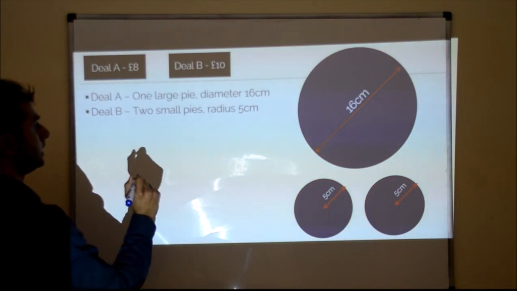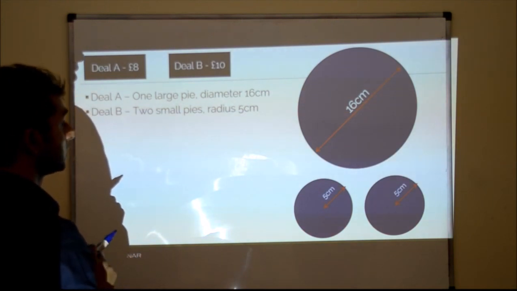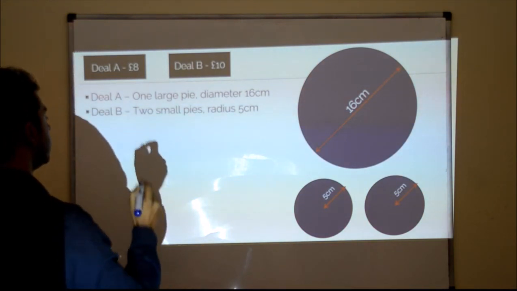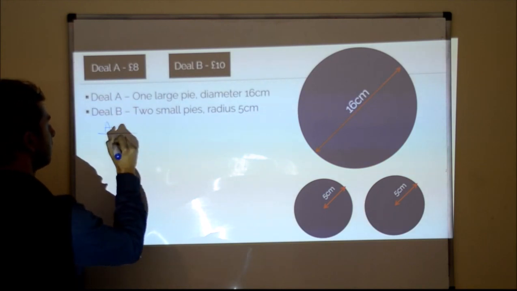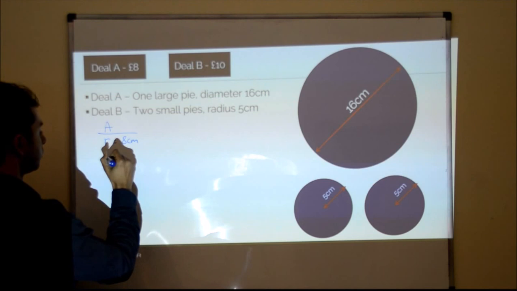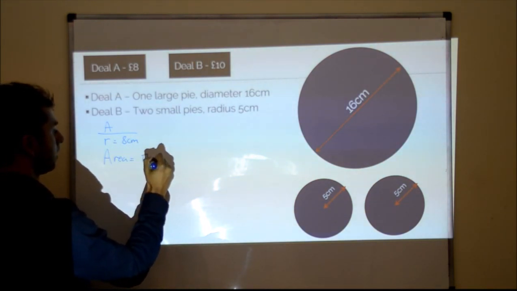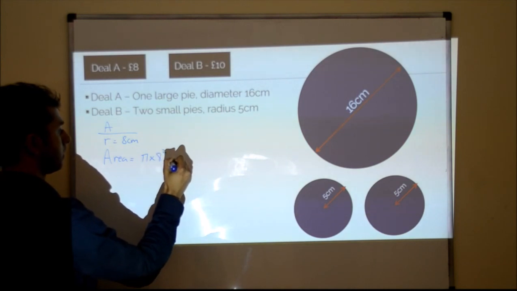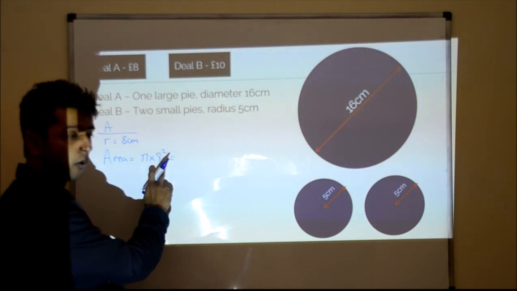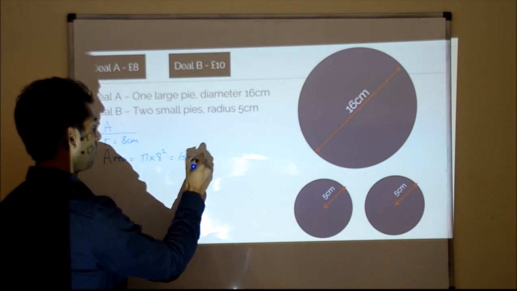If we go with deal A, it is a circle with a radius of half of 16, so the radius is 8. So deal A, radius equals 8 centimeters. Therefore, to find the area of this, area is equal to pi times 8 squared. 8 squared is 64, so 64 times pi, let's just write that as 64 pi.